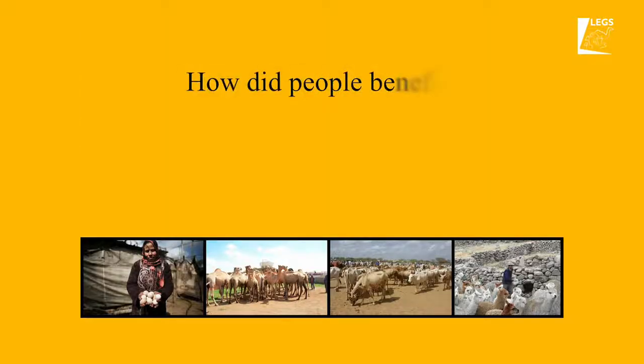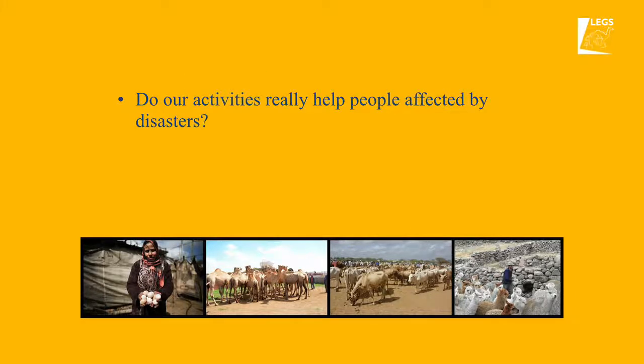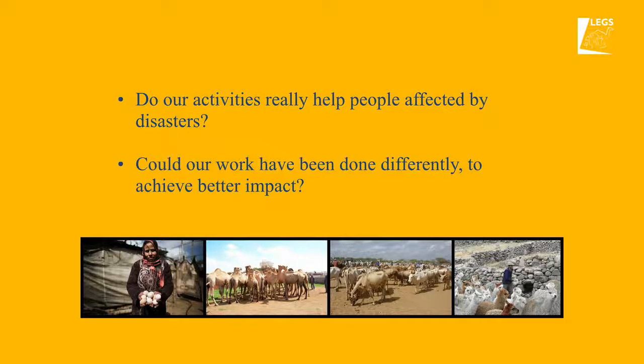Well, one of the main challenges facing humanitarian projects is that it's difficult to find out how people benefited. There is often a lot of activity when a disaster strikes, and aid agencies are busy delivering assistance, often in difficult circumstances. But does this activity really help people who are affected by the disaster, and if so, how? Could the work have been done differently, perhaps to reach more livestock or people, or have greater impacts?